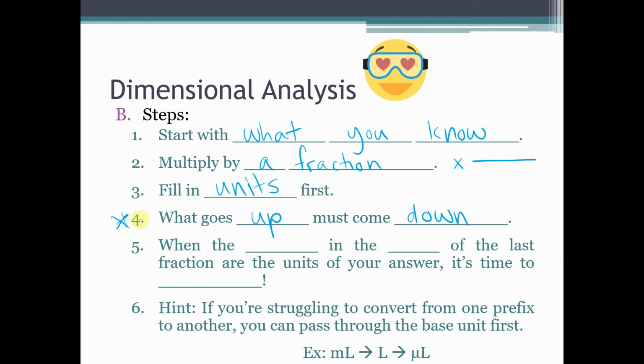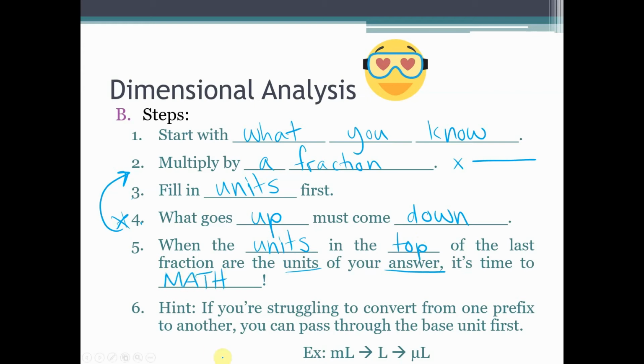And you might have to do these steps a couple of times. You might follow step number 4 and then have to go back and multiply by another fraction and then fill in the units, and then what goes up must come down and times another fraction. It'll just depend on the problem. You'll know that you're done multiplying by a fraction when the units in the top of the last fraction are the units of your answer, the units of the thing you are looking for. When that happens, it's time to math.